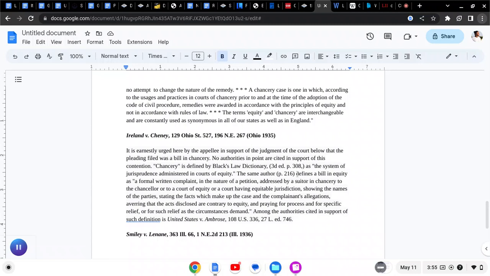The same author, page 216, defines a bill in equity as a formal written complaint in the nature of a petition addressed by a suitor in chancery to the chancellor or to a court of equity or a court having equitable jurisdiction, showing the names of the parties, stating the facts which make up the case and the complaint's allegations, averring that the acts disclosed are contrary to equity, and praying for process and for specific relief or for such relief as the circumstances demand. Among the authorities cited in support of such definition, blah, blah, blah. Here's the case. Okay, look, I'm going to stop right there.